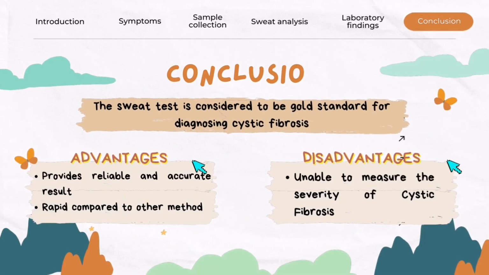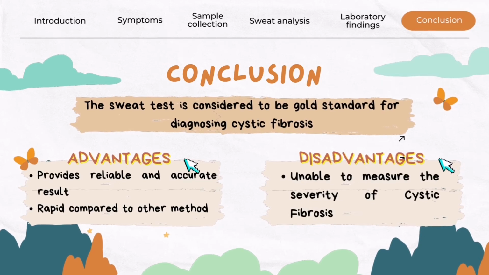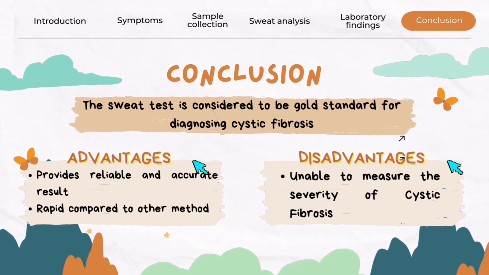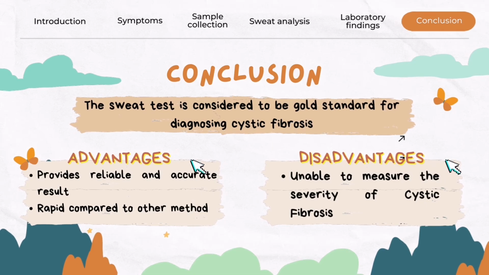In conclusion, the sweat test is considered to be the gold standard method for diagnosing cystic fibrosis. There are some advantages and disadvantages of the sweat test. The advantage of this test is it provides reliable and accurate results and produces rapid results compared to other methods. The disadvantage of this test is that it is unable to measure the severity of cystic fibrosis in the patient's body.